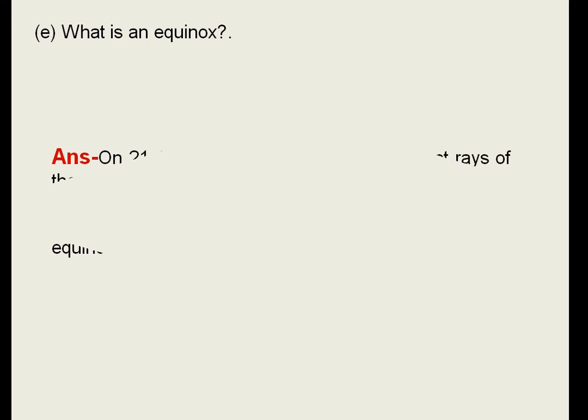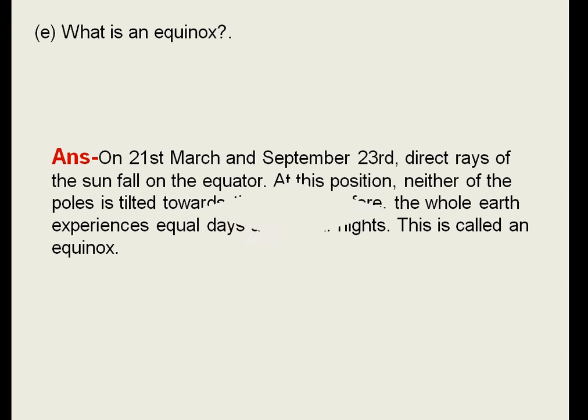Next, what is an equinox? On 21st March and 23rd September, the sun rays are directly falling on the equator. At this position, the pole is neither tilted toward the sun, okay? So this position makes the earth experience equal days and equal nights. So it is called equinox.